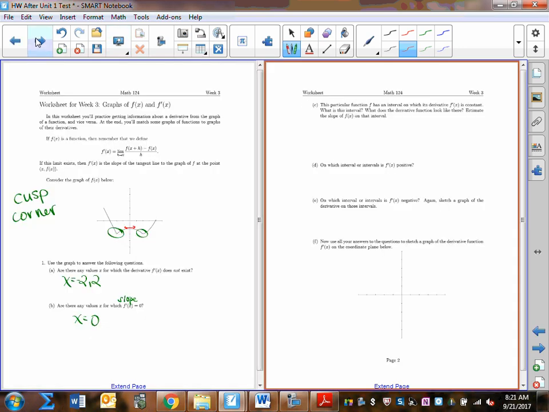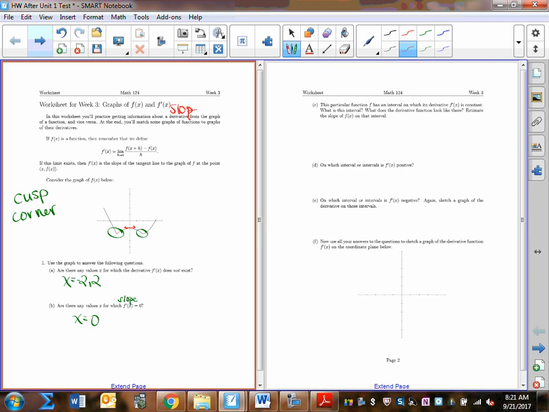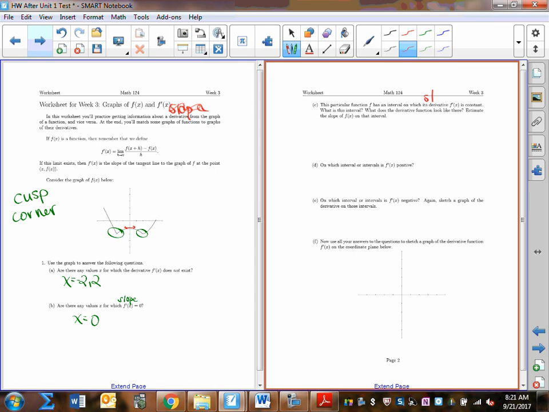So this particular function has an interval on which its derivative is constant. What is this interval? Again, the derivative, so again, we're talking about slope. So where on my graph is the slope the same for a chunk of time? Yeah, along this chunk here.